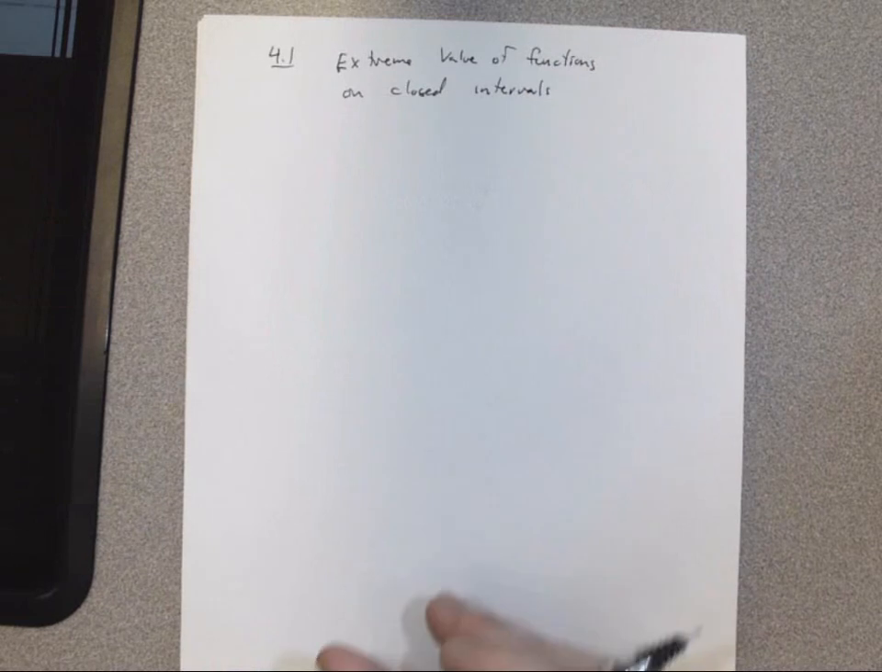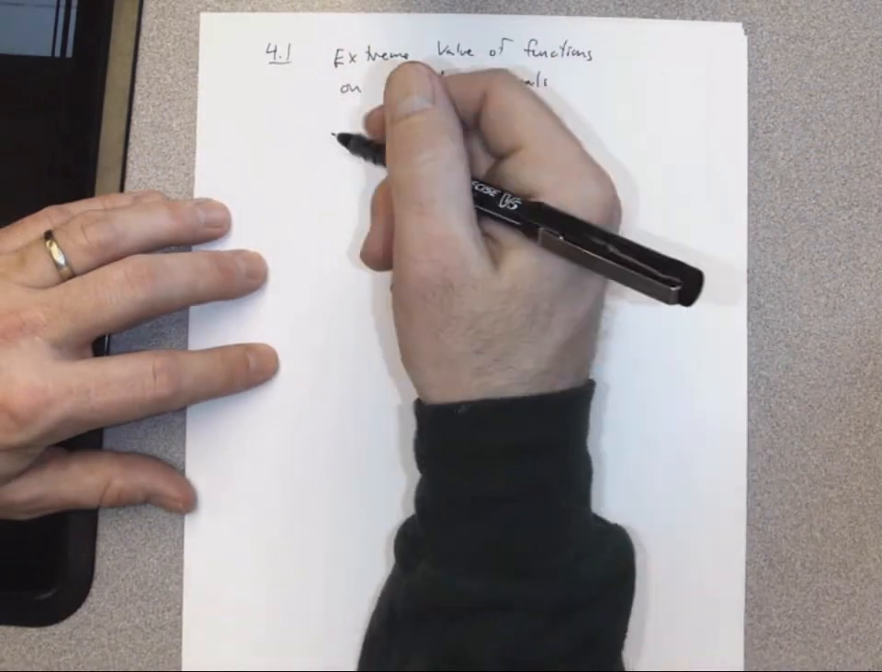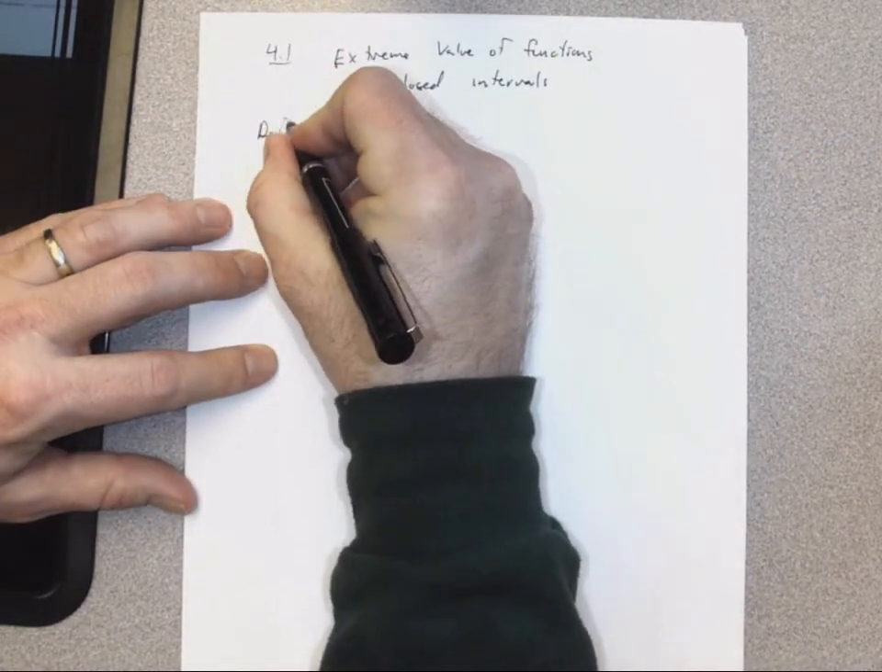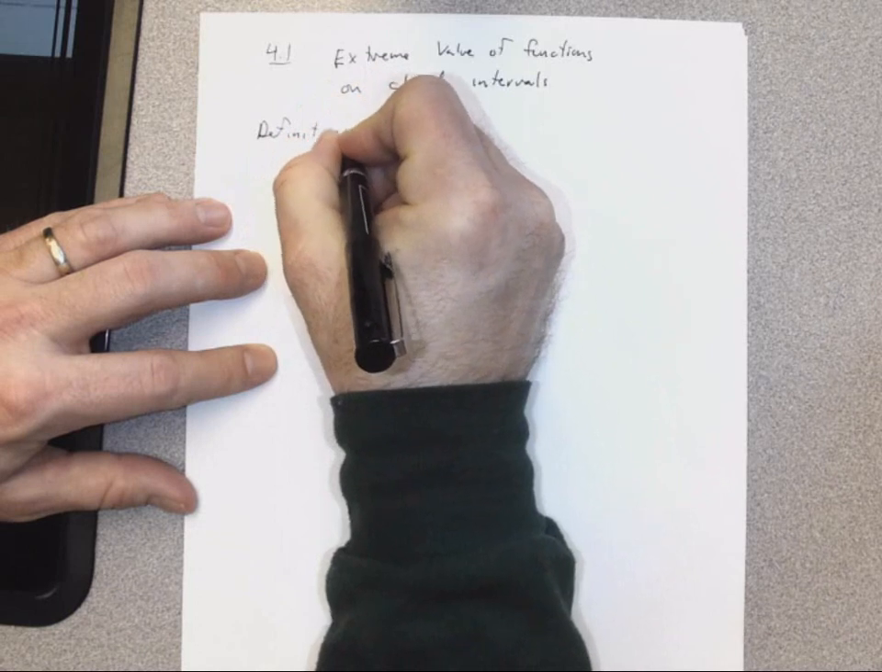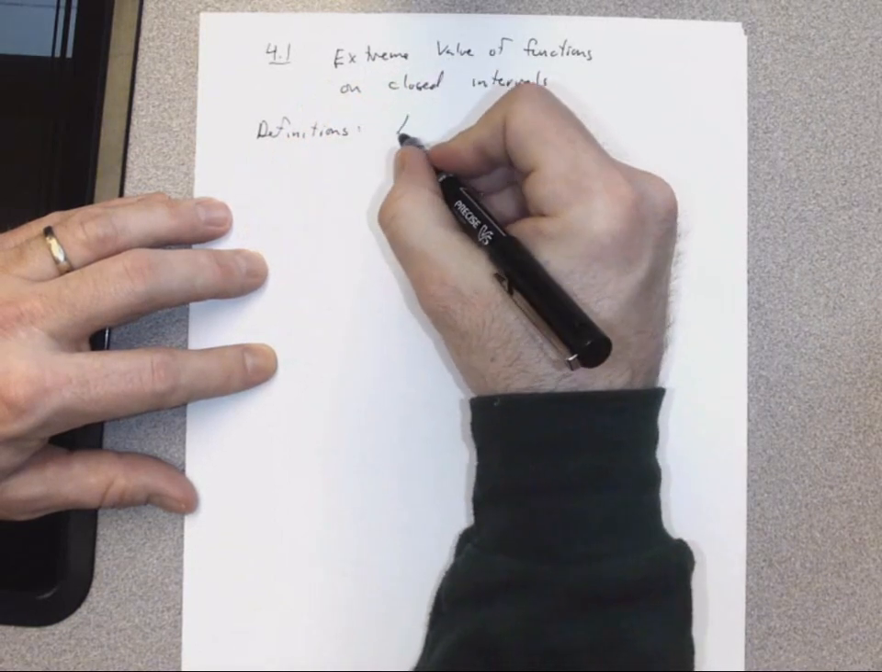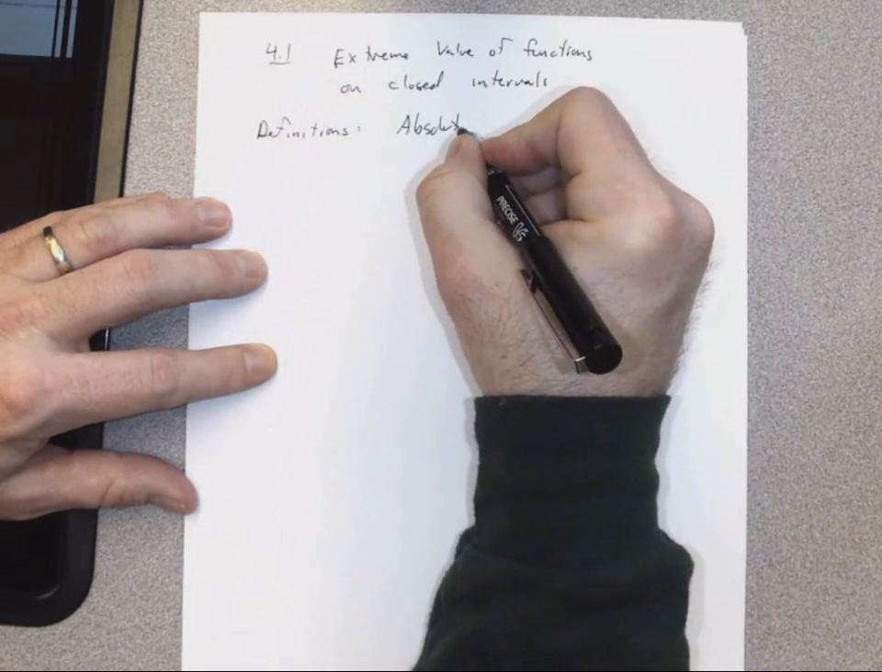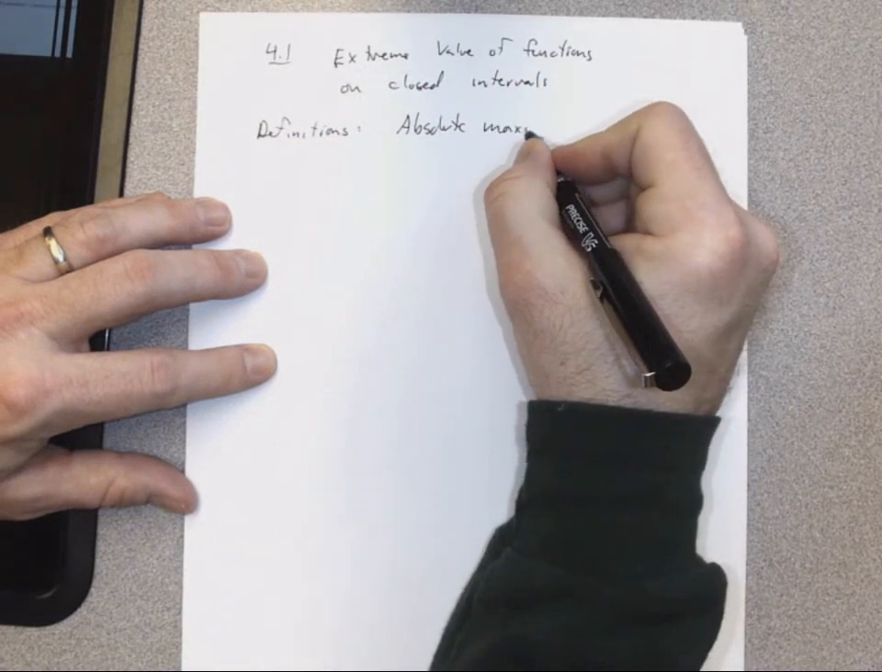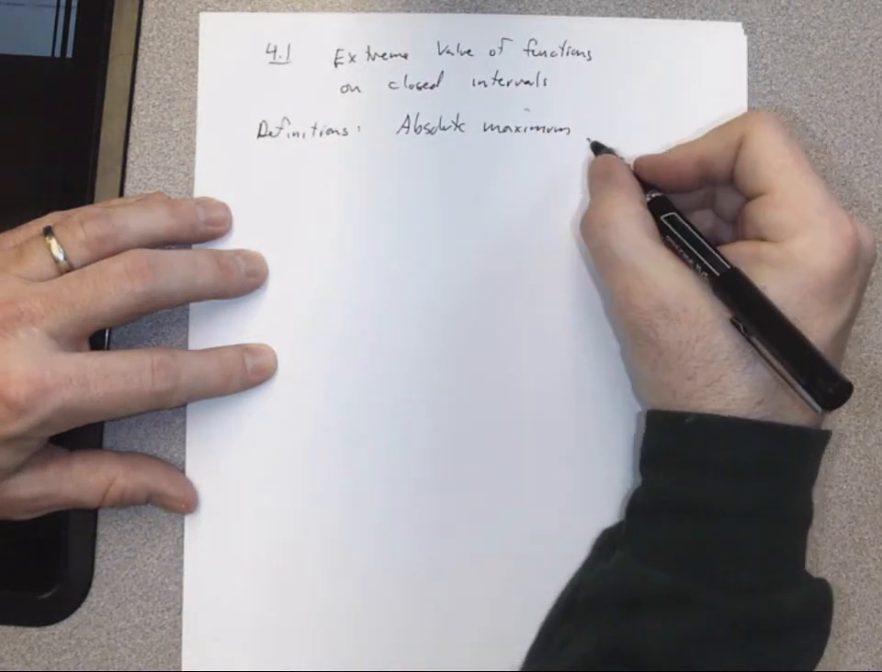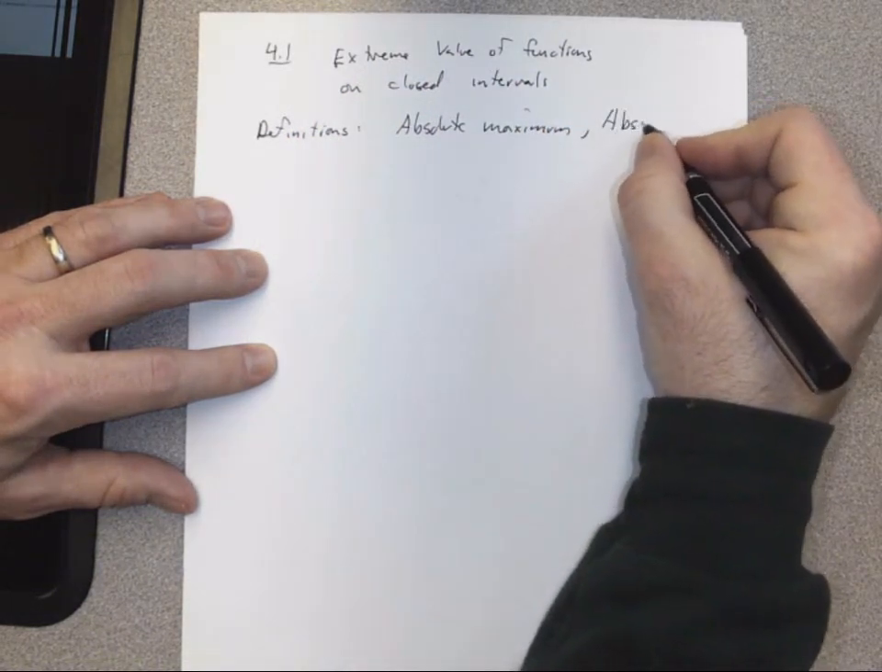So what we have to do is we have to define what an absolute maximum is and what an absolute minimum is. So definitions. And then see if this mathematically makes sense to us. So absolute maximum and absolute minimum.